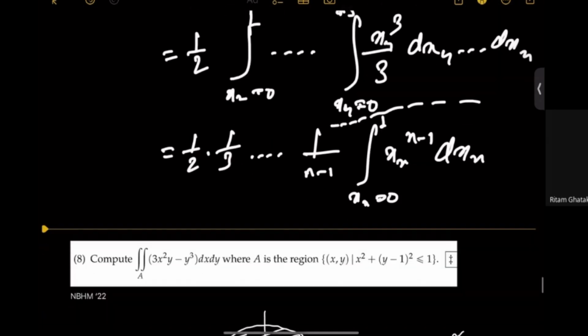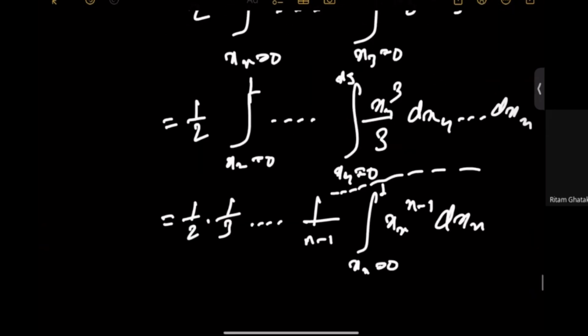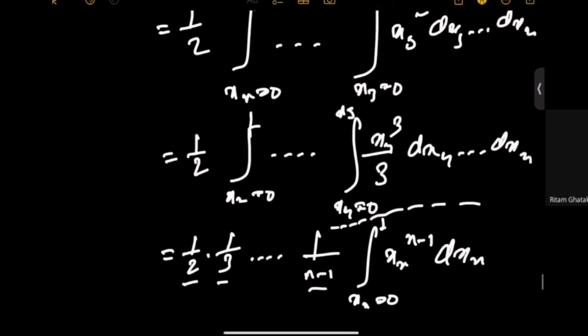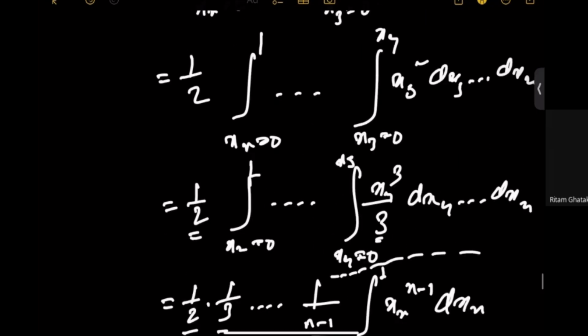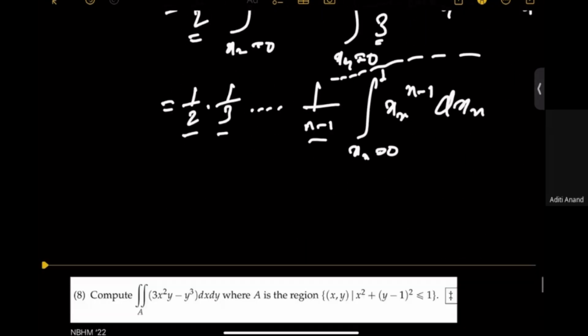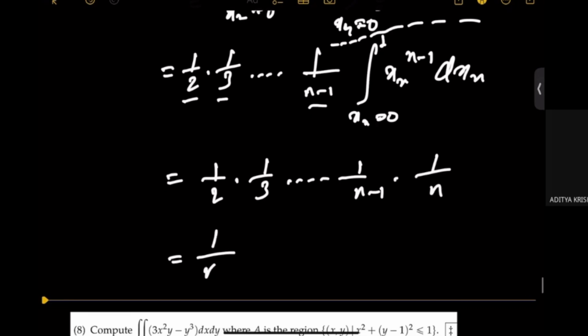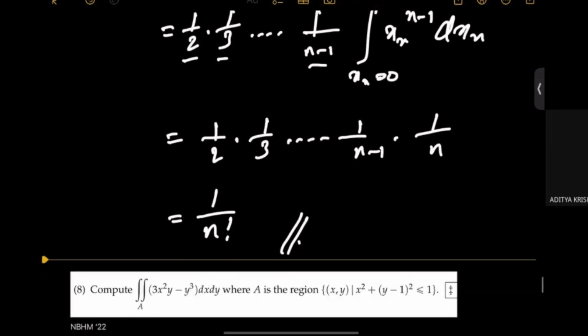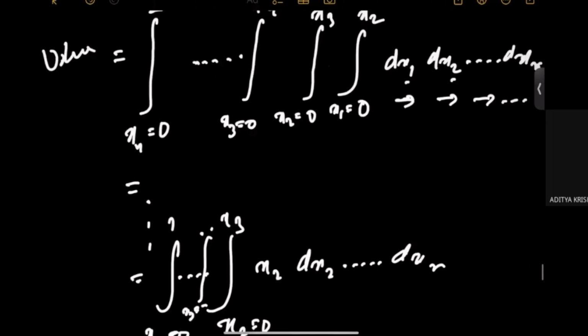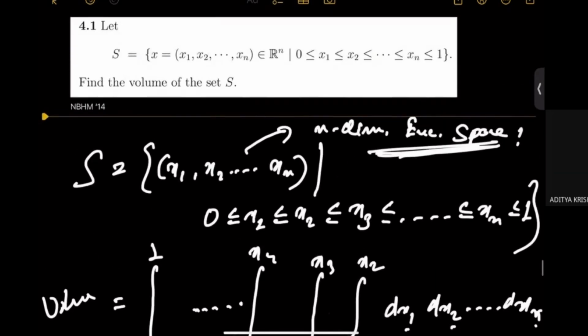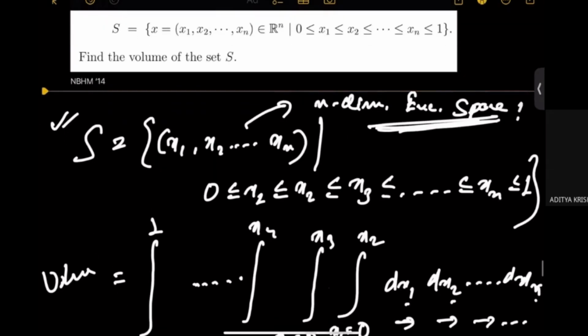Are you looking at the pattern, guys? How 1 by 2, 1 by 3 comes out, up to 1 by n? Are you following? Yes, sir. So ultimately it will be 1 by 2 into 1 by 3, up to 1 by n minus 1 into 1 by n. That is precisely 1 by n factorial. So that is your answer, the volume of this region in n dimensions.